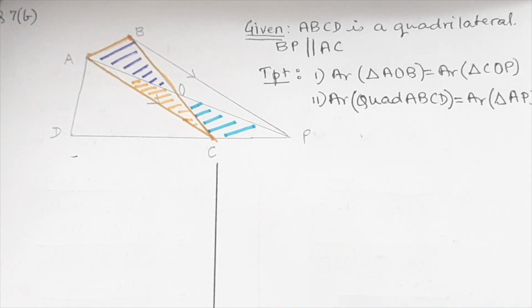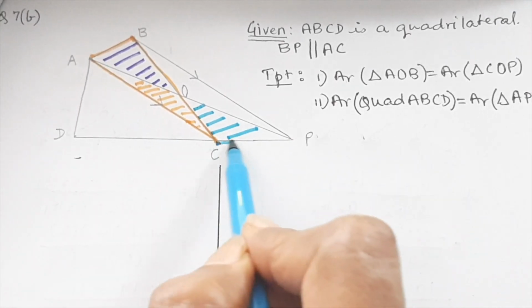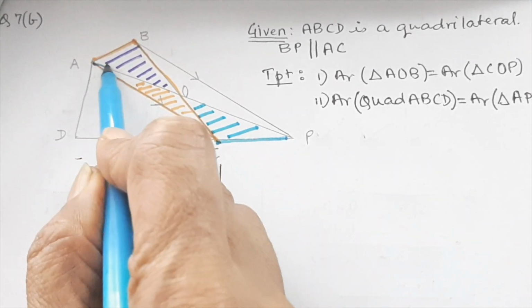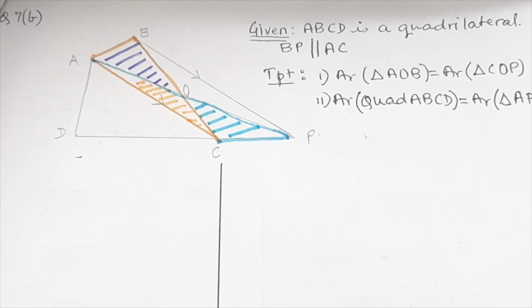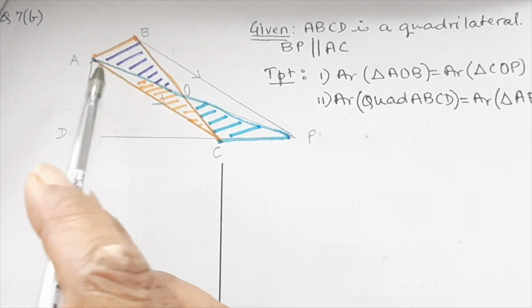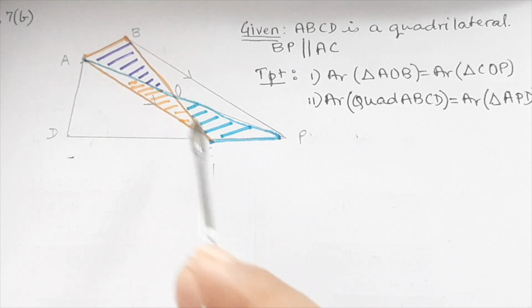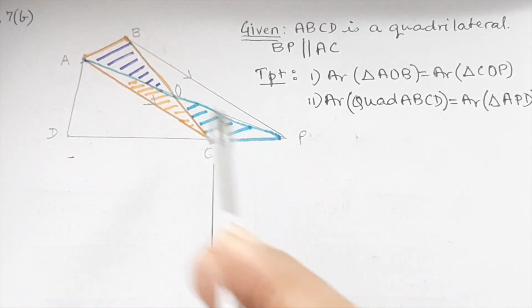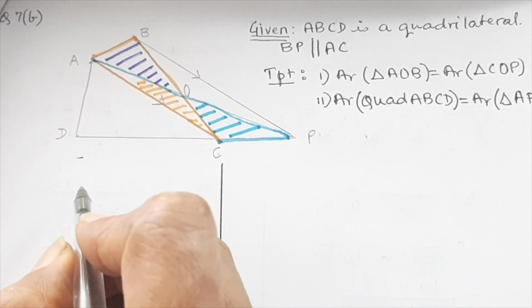This one. Okay, and if we are adding this orange triangle to COP, then we will get this triangle. Can you see that? Yeah. Now what can you say about ABC triangle and ABC triangle? They are having the same base and they lie between the same parallels. And so we are going to start writing our solution.